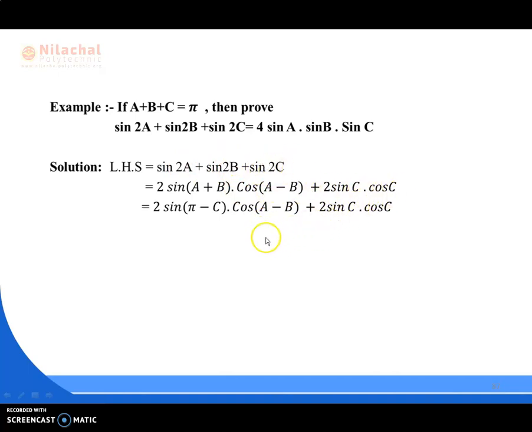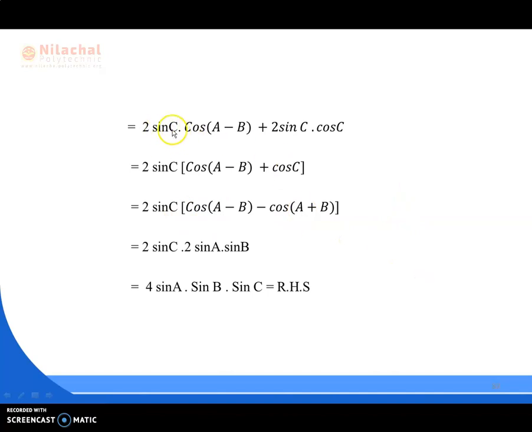Now the sin 2c formula is 2 sin c into cos c. We know the sin 2 theta formula. Here a plus b means what? If a plus b plus c equals pi, a plus b means pi minus c. Put this down here. Sin of pi minus c is how much? Sin c. So 2 sin c into cos a minus b plus 2 sin c into cos c. We take 2 sin c common. What do we get now? Cos a minus b plus cos c. So cos c means what? If a plus b plus c equals pi, then c means pi minus a plus b. Cos of pi minus a plus b means minus cos a plus b.